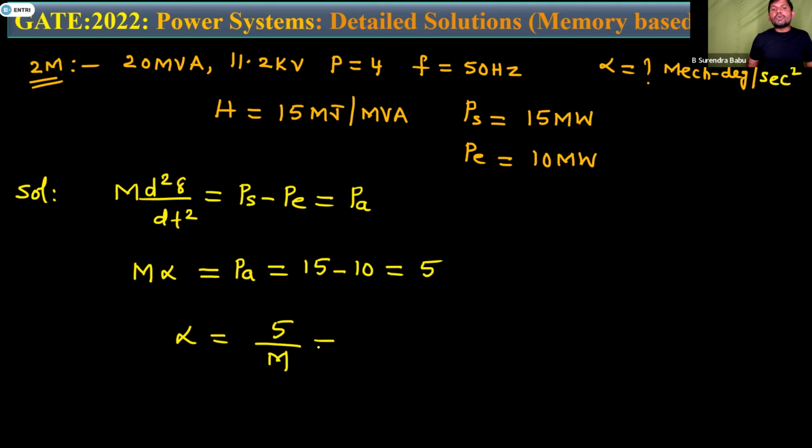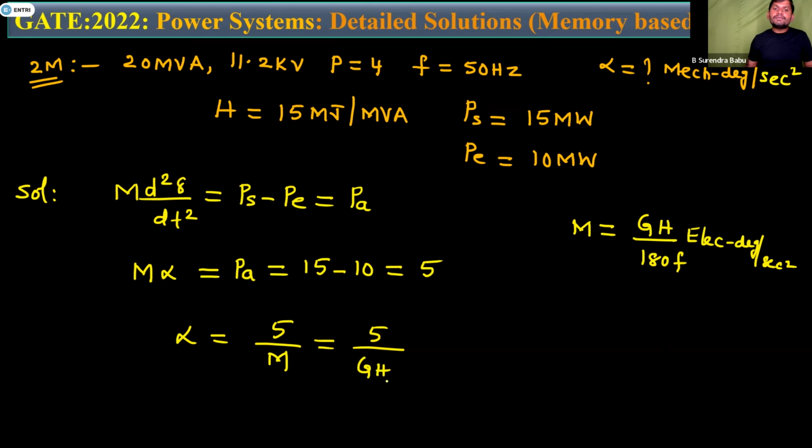But what is M, students? You know the M formula, the moment of inertia: M equal to GH by 180F. This is in electrical degree per second square. This is the formula. GH by 180F.